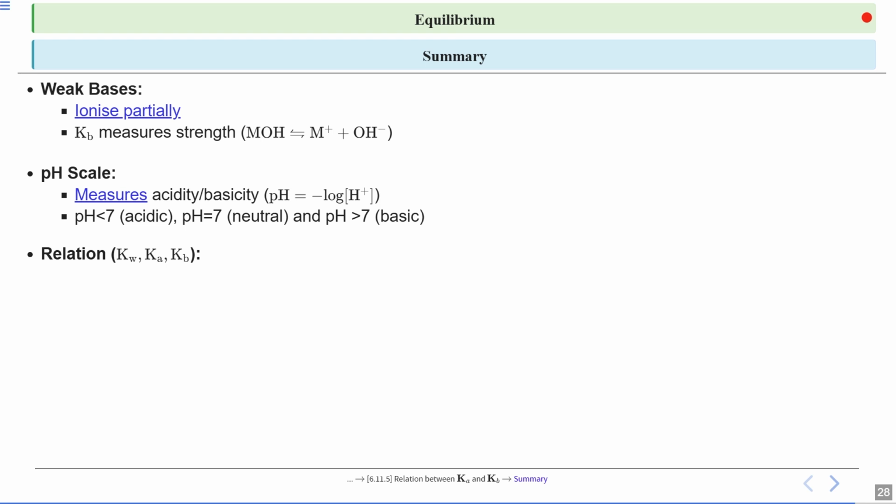Last, we derived a relation for Kw, Ka and Kb, which is only for a conjugate acid-base pair. So it can be written as Ka into Kb is equal to Kw.